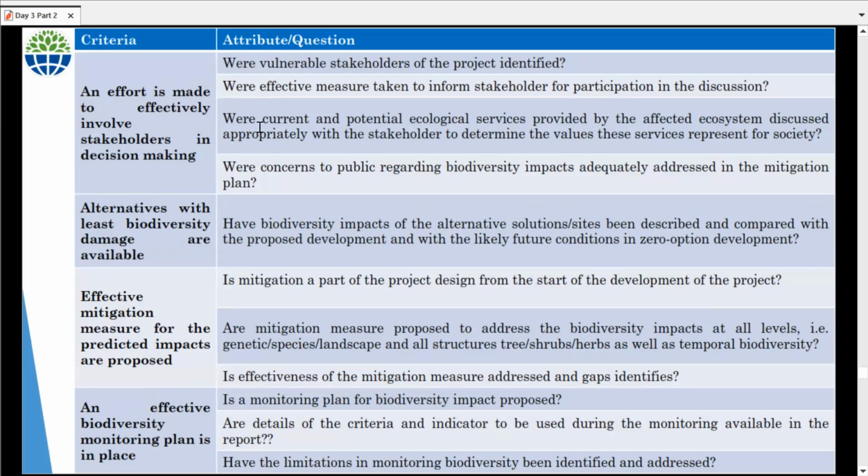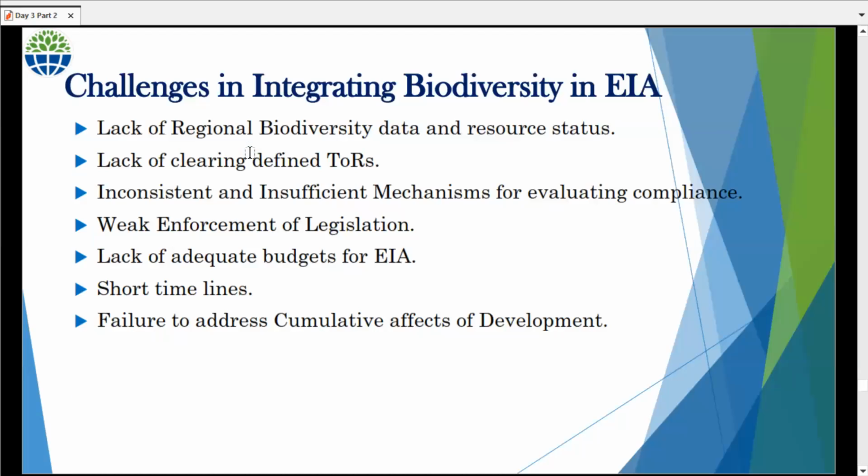Here we have presented the questions for criteria to fulfill the quality of the ecology biodiversity report, or even for the EIA. Some challenges in integrating biodiversity into the EIA: first, lack of knowledge, lack of biodiversity data, lack of resource status, lack of clarity. Even for the TOR, in case of TOR, there is nothing about biodiversity. They have presented only a standard condition that you have to prepare the ecological status of that area, including, if scheduled animals are there, then you have to prepare an operation plan. That's all. This is very generic, and it is for every sector.